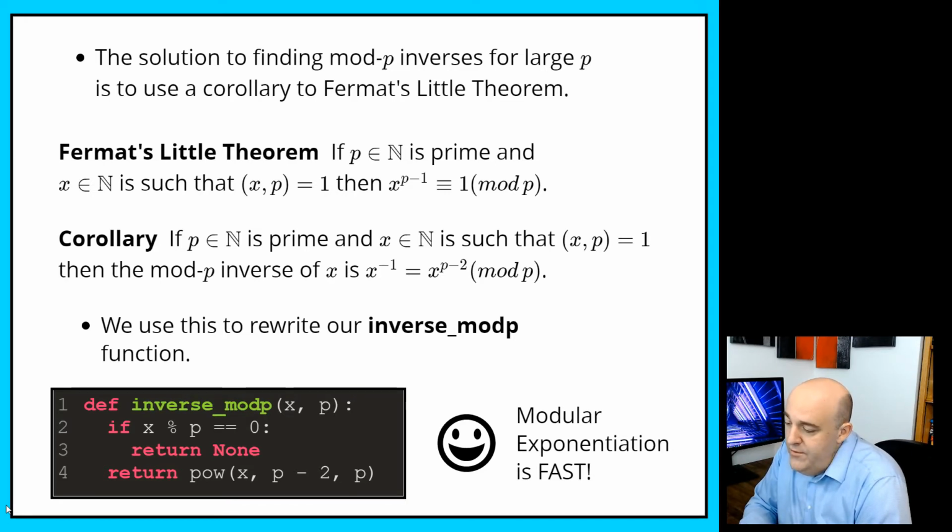And if we use this idea to rewrite our inverse mod p function, then we just say that if p divides x, we'll return None because there's no inverse in that case. But otherwise, we can use the pow function, modular exponentiation, and we return x to the power of p minus 2 mod p. And the good news is modular exponentiation is fast, even if p is very large.